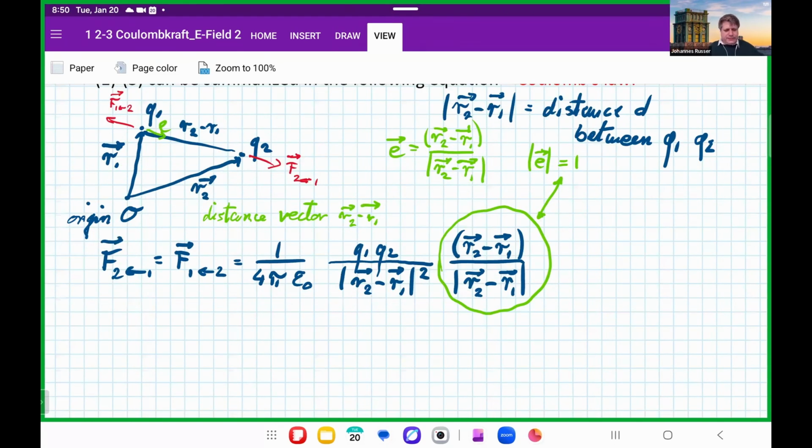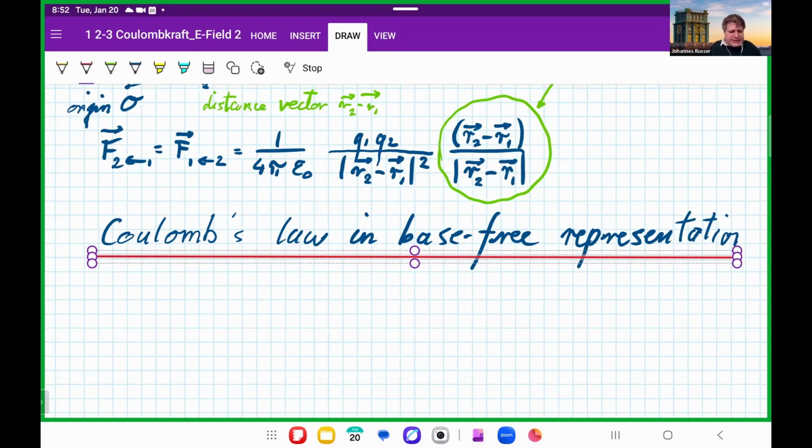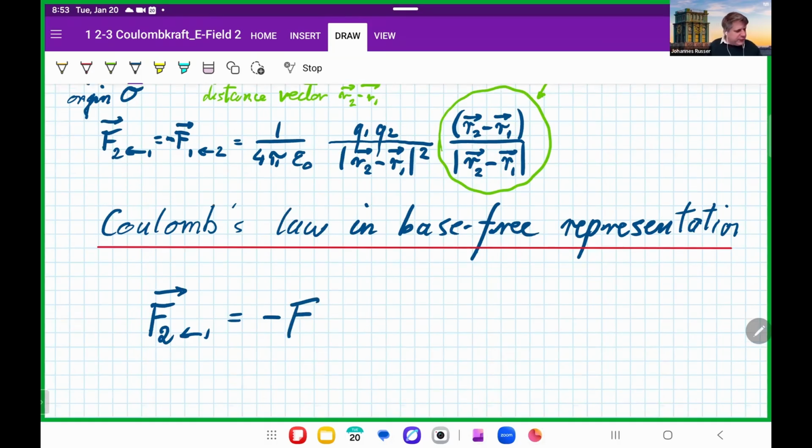So we can now give Coulomb's law in a base-free representation. And so we make the formula that I've just given you a bit more compact. That's F2, and we had assumed charges of the same type. Actually, that's false in general, because the sign enters in the Q. The force F2 on the charge 2 is in the opposite direction. So I forgot that sign earlier.